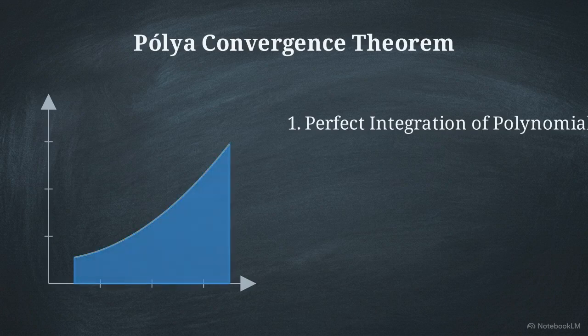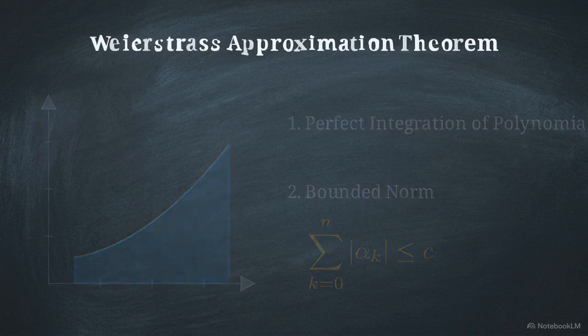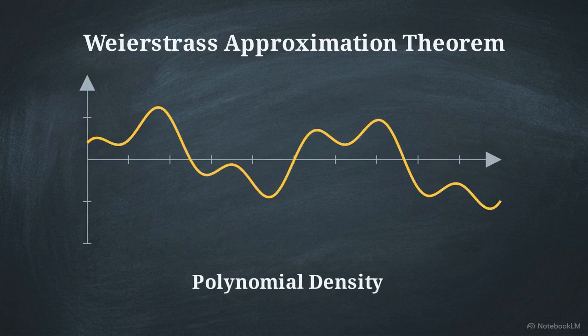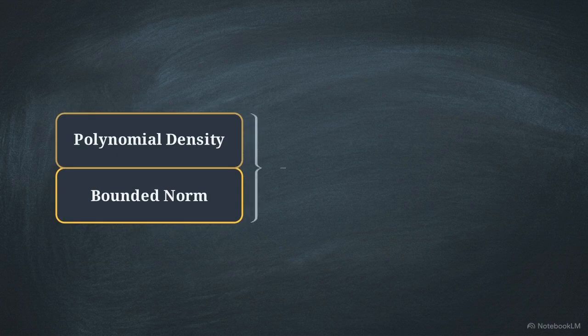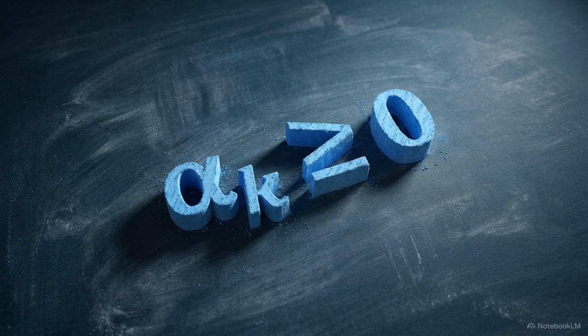First, the method must perfectly integrate polynomials. Second, the sum of the absolute weights must be bounded by a constant. The Weierstrass approximation theorem states that polynomials are dense in the space of continuous functions. Combining that density with a bounded norm guarantees weak star convergence across the entire function space. This leads directly to Steklov's theorem.